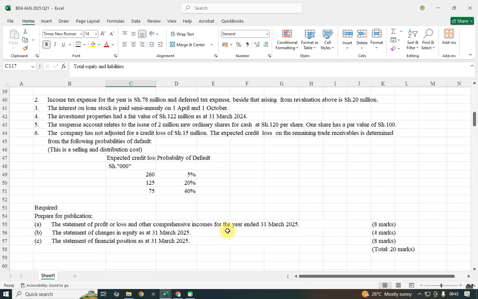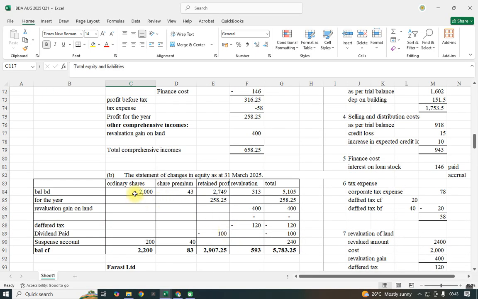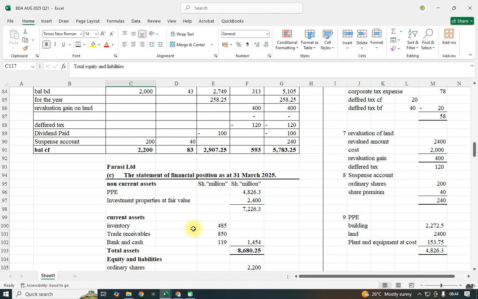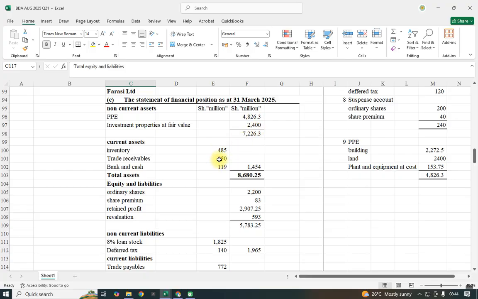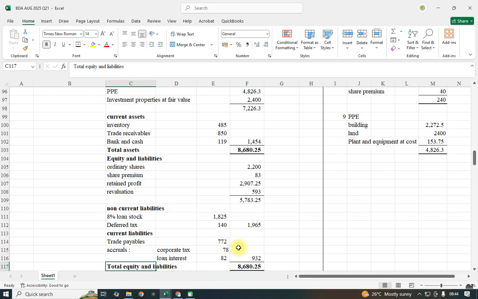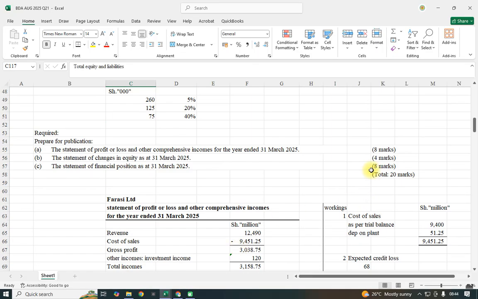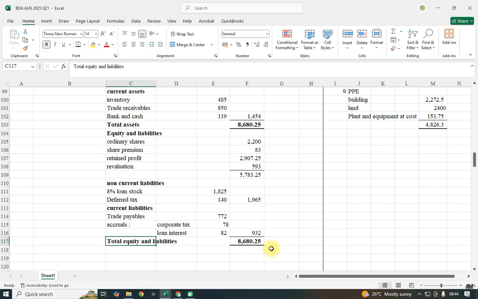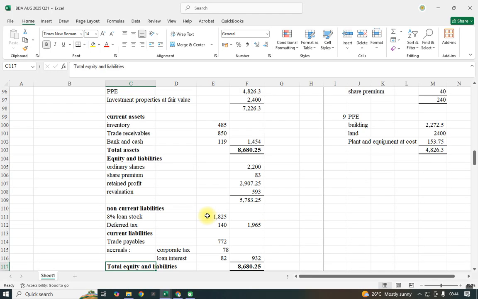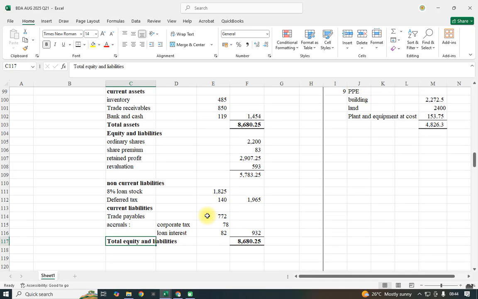So for the statement, they are awarding 4 marks. Statement of changes: 1, 2, 3, 4, 5, 6, 7, 8, 9, 10. They are 10. At least 8 correct entries, each one at half a mark, you get your 4 marks. The other one was 8 marks. This is 1, 2, 3, 4, 5, 6, 7, 8, 9, 10, 11, 12, 13, 14. So here there were 14 entries. Still they can pick 8 correct entries. If they were awarding 1 mark for each entry, they can take 8 correct entries, each one 1 mark, and you still get your marks.